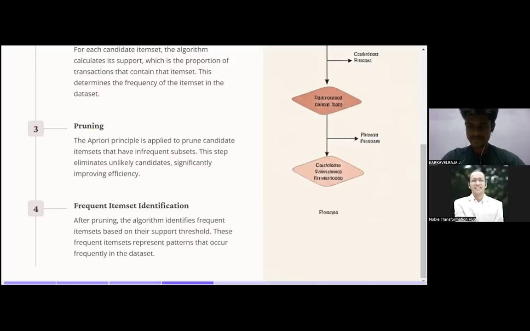And then we have the fourth step in this algorithm, frequent item set identification. After pruning, the algorithm identifies frequent item sets based on the support threshold. These frequent item sets represent patterns that occur frequently in the data set. So this is how, step by step, this algorithm works and behaves.